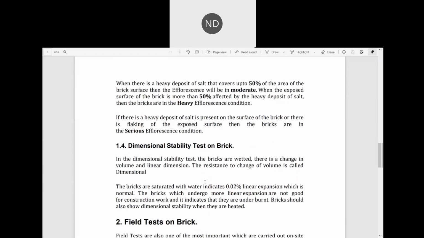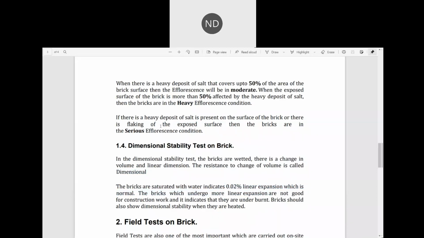Now the dimensional stability test on brick. In the dimensional stability test, the bricks are wetted. There is a change in volume and linear dimension. The resistance to change of volume is called dimensional stability. The bricks are saturated with water. It indicates 0.02% linear expansion, which is normal.